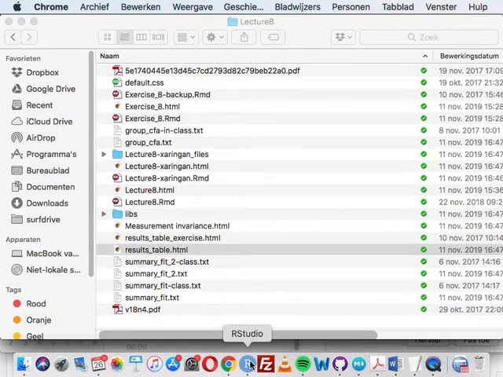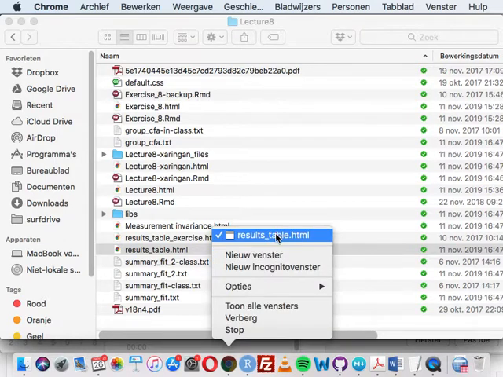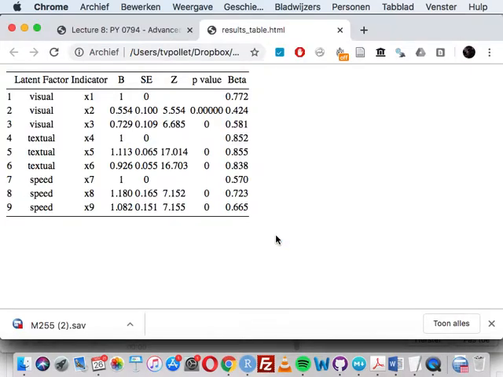Oh, it will have opened it in somewhere else. There we go. So we'll have made something like this. With some very basic data wrangling, now we have the table with all the coefficients in it. We have the beta, which is the standardized coefficients, and the b, as you remember, the unstandardized coefficients. And then the z values and the p values attached to it.